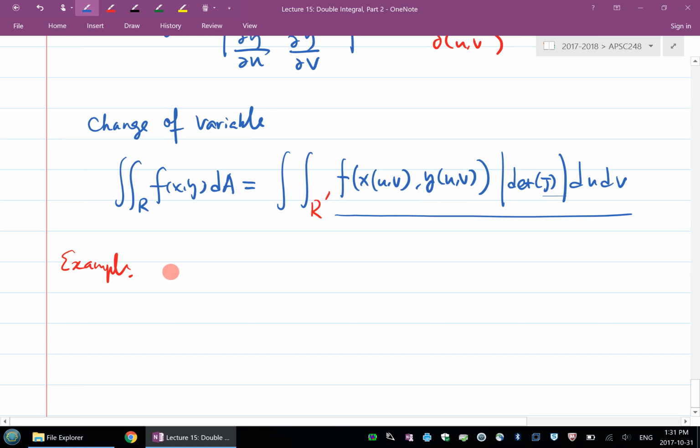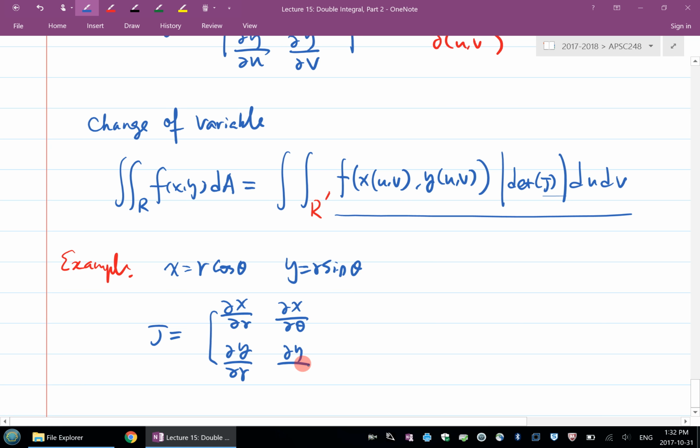A simple example basically means I'll use the Cartesian and polar coordinates to illustrate the change of variable concept. So here's your x, here's your y. Then the Jacobian here is partial x over partial r, partial x over partial theta, partial y over partial r, partial y over partial theta.